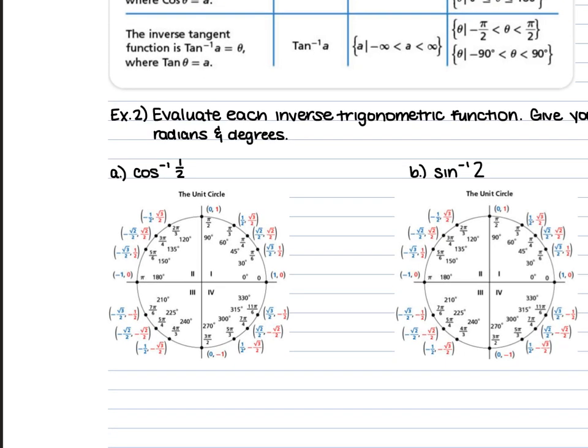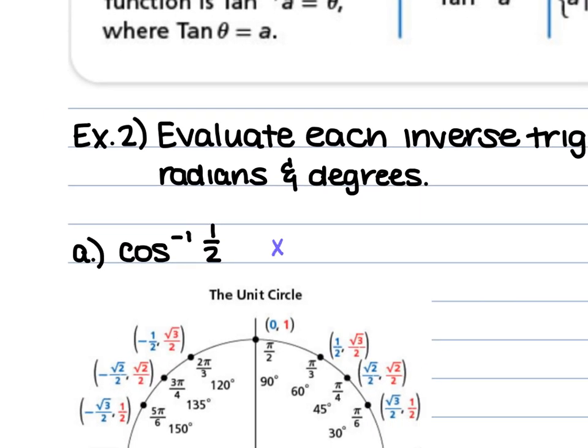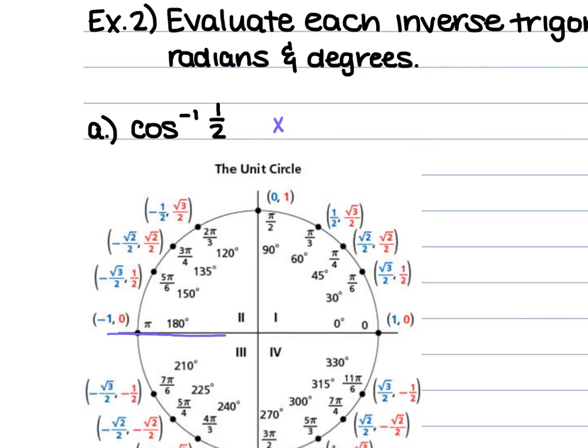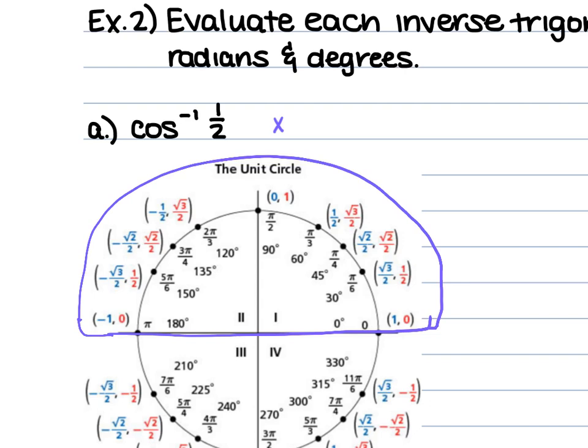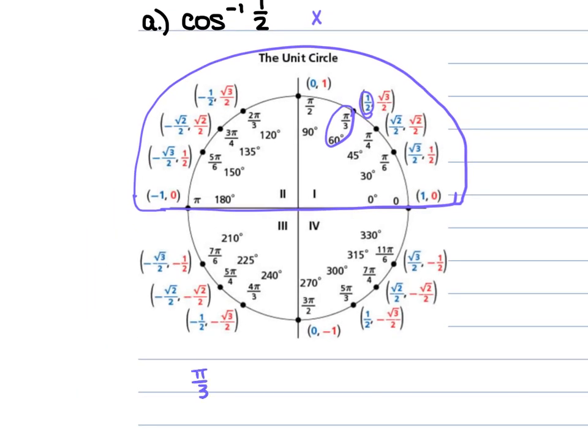If we look at example A, we're finding the inverse of cosine of 1/2. So cosine is x. We said cosine is quadrants 1 and 2, so our answers can only come from these two quadrants. Okay, so anything in here can be our answer. Now, where from those restrictions is x 1/2? Well, x is 1/2 here, so our answers are both pi over 3 as well as 60 degrees.